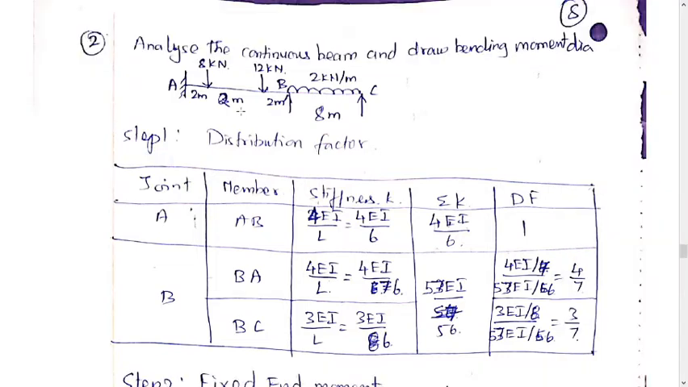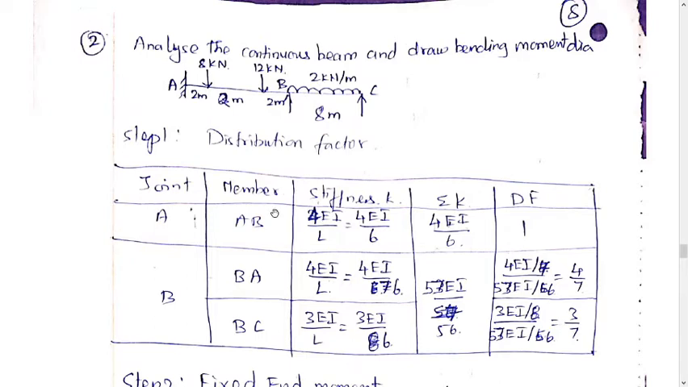So problem number 2. Here there is a continuous beam and we have to draw the bending moment diagram. Support A, support B and support C. B is continuous, A is fixed and C is roller. In span AB there are two loads, 8 kilonewton and 12 kilonewton, and in span BC there is a 2 kilonewton per meter UDL. For this we have to find the bending moment diagram.